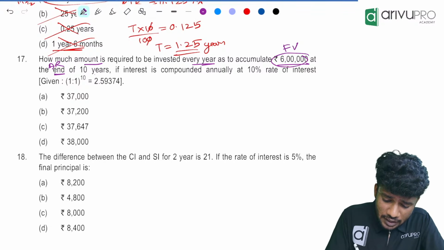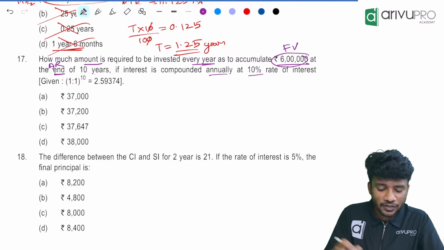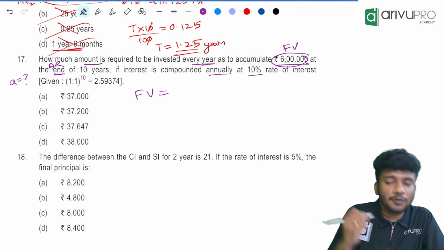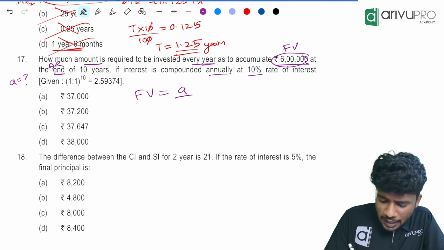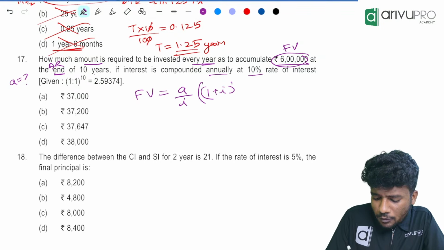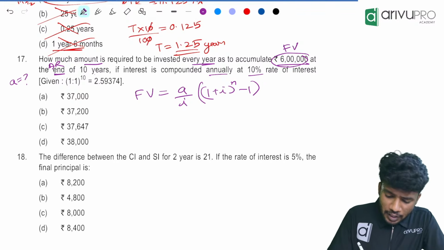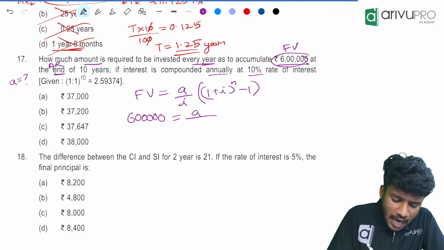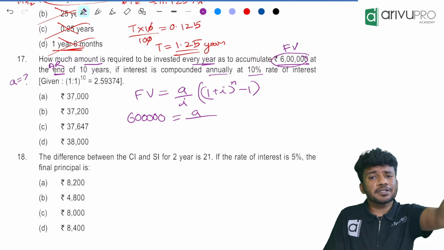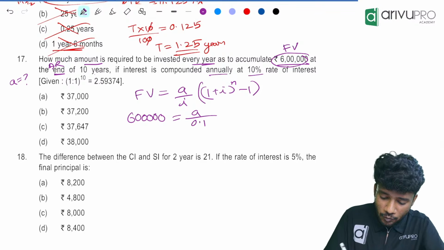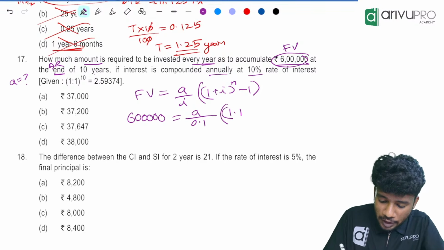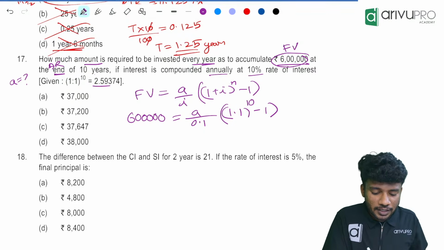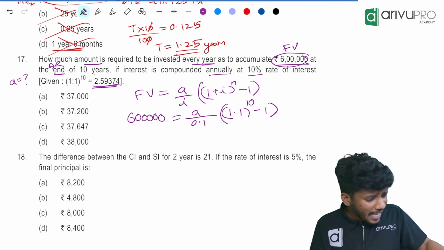Then for 10 years, the interest is compounded annually at 10%. Everything is given. So people, we need to apply the future value formula and find the annuity amount A. Future value is A by I into (1 plus I) whole power n minus 1. Now future value is 6 lakh. 6 lakh is equal to A divided by I, which is 10%, that is 10 by 100, that is 0.1, into 1 plus I, which is 1.1, whole power 10 years, minus 1. Everything is given, people. Just use the calculator and get me the answer.